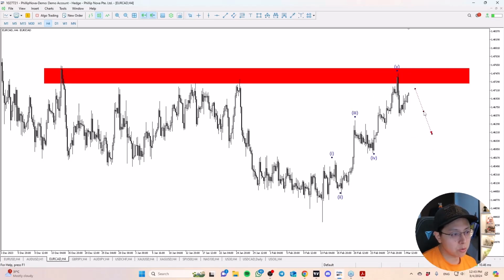I'm interested in this move. And of course the market put in our first move to the downside. This is probably doing its correction pullback. I'm expecting the third move down.